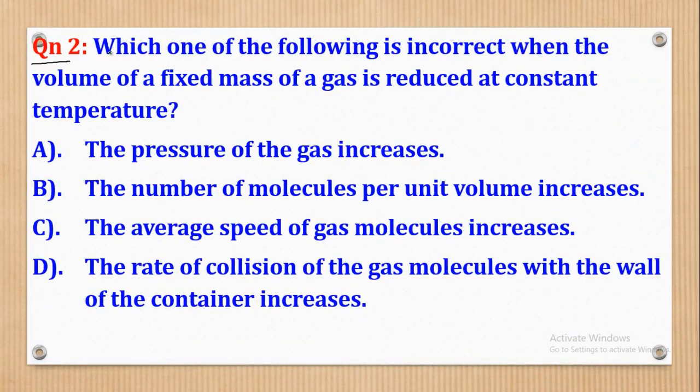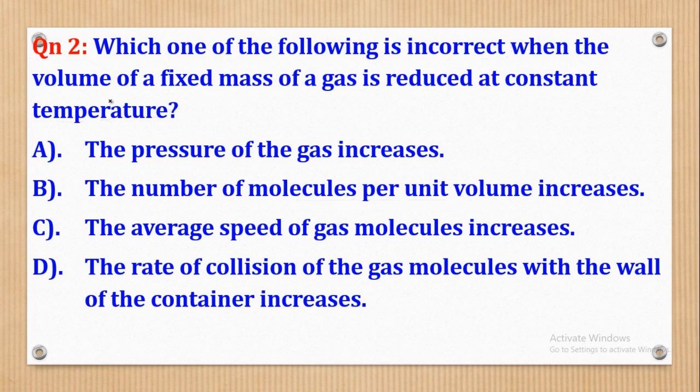Now we shall go to question 2. Question 2 says, which of the following is incorrect when the volume of a fixed mass of a gas is reduced at constant temperature? So we have 4 options. Option A, the pressure of the gas increases. Option B, the number of molecules per unit volume increases. Option C, the average speed of gas molecules increases. Option D, the rate of collision of the gas molecules with the wall of the container increases.